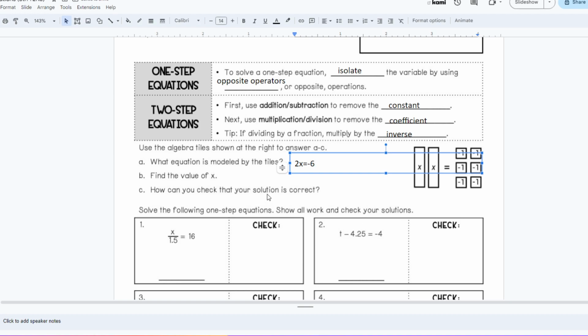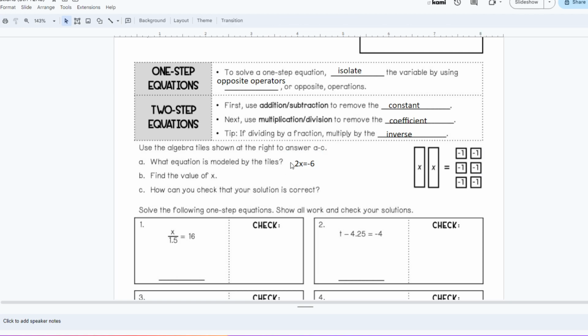2x equals -6. Now, one way you can think about this is 2 times a number equals -6. Well, 2 times 3 is 6, so it must be -3, right? But how do we figure this out algebraically? Well, think about our opposite operations. So we would start with 2x, and we would divide by 2, because it's being multiplied by 2, so we do the opposite, divide by 2.